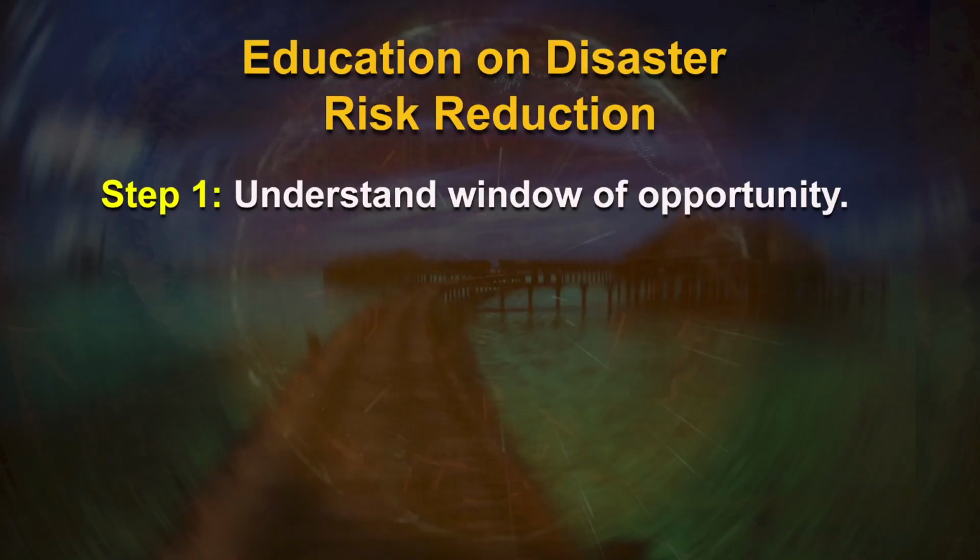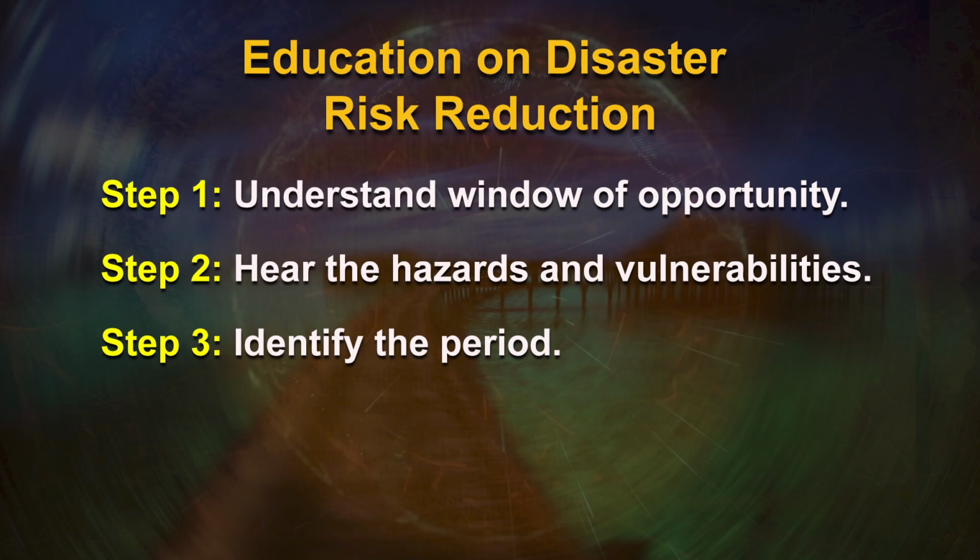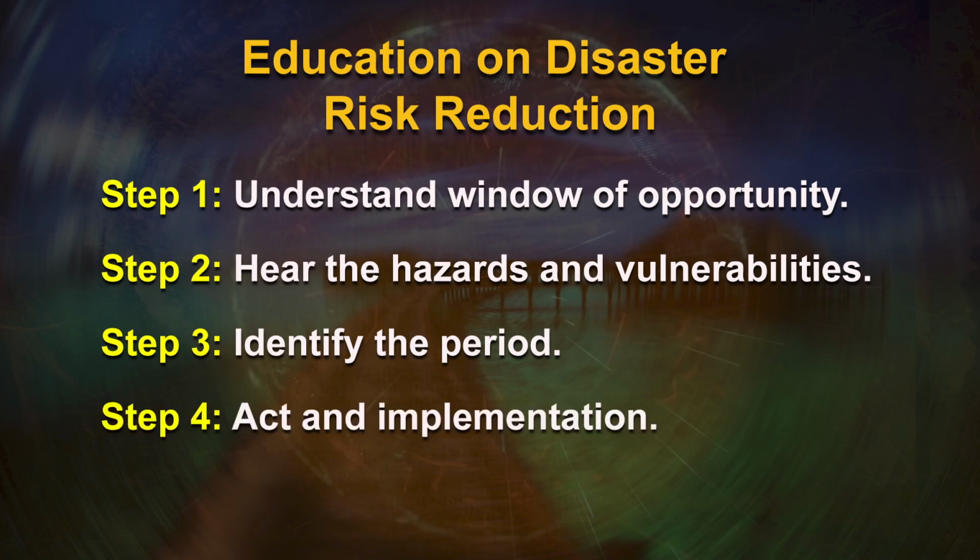The steps are important in educating on disaster risk reduction. Those are: step 1, understand the window of opportunity. Step 2, hear the hazards and vulnerabilities. Step 3, identify the period. Step 4, act and implement.